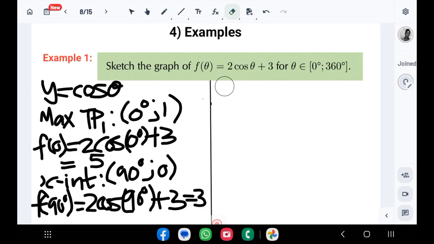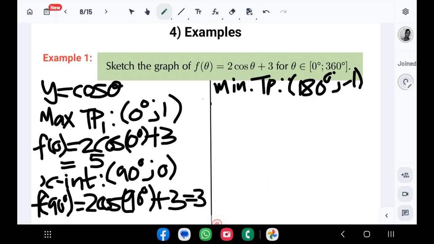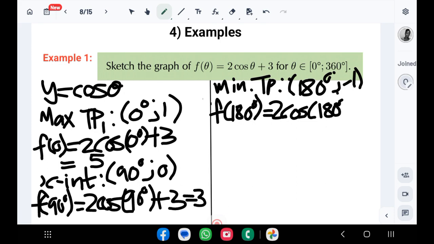Next, the minimum turning point, minimum TP. For the standard cosine graph, that is at 180 degrees and negative 1. That is for the standard graph. So we substitute for f of 180 degrees, which is equal to 2 cos of 180 degrees plus 3. Take out a calculator, 2 times cos of 180, those brackets, plus 3. And that gives you 1.